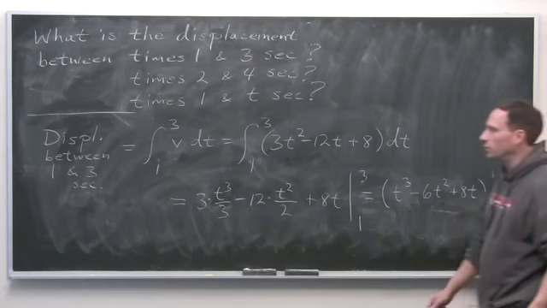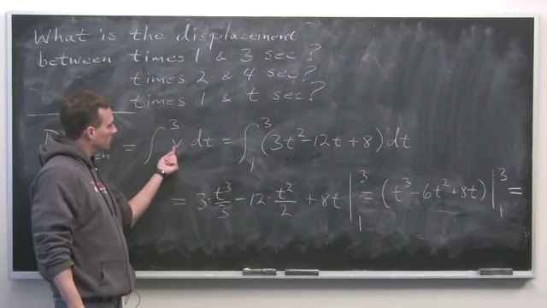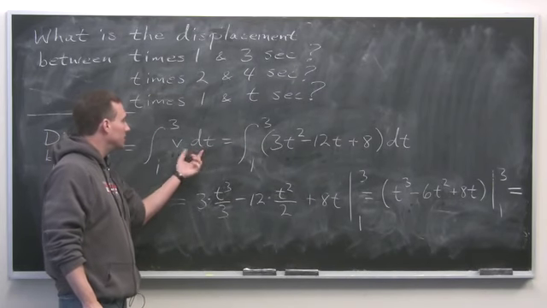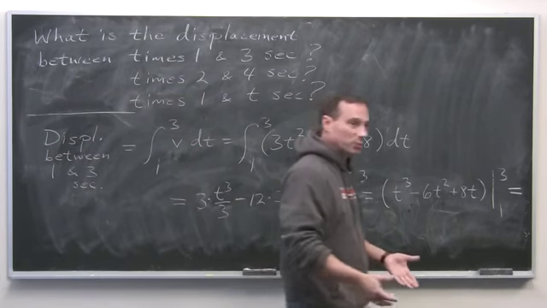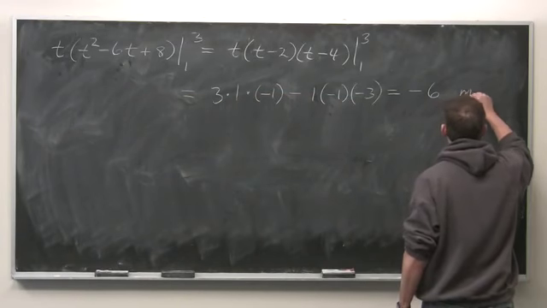Don't forget the units on the definite integral. It's these units times those units. This is in meters per second. That's in seconds. This comes out in meters. Well, it's a displacement. It needs to be a change in position. So this is minus 6 meters.